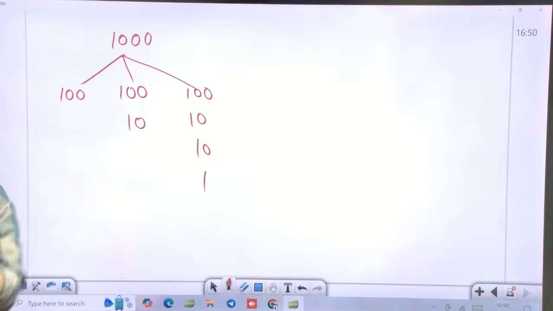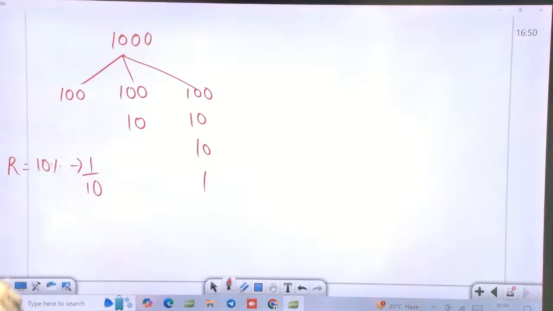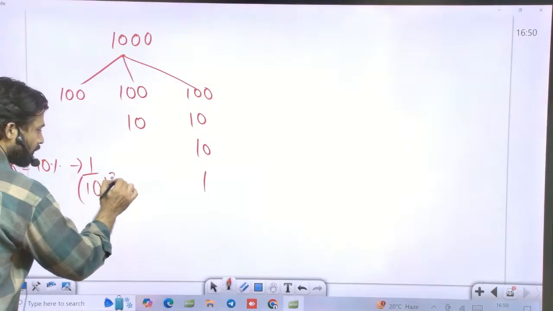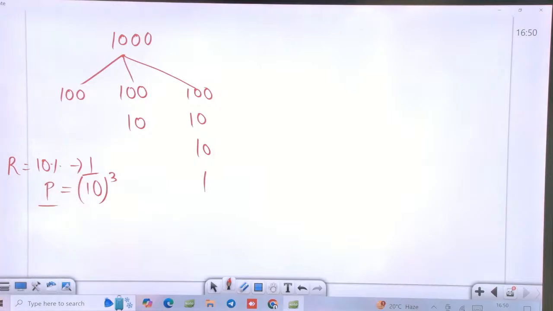Okay. Now let's understand what's going on. So the rate of interest is what? 10%. We have to make a fraction of it. So this is 1 by 10. Understood? Okay. After doing the cube of that, we are getting what? Principal. Okay. Any problem in this? Any problem? Okay. So how do we get that principal? So the principal is this.